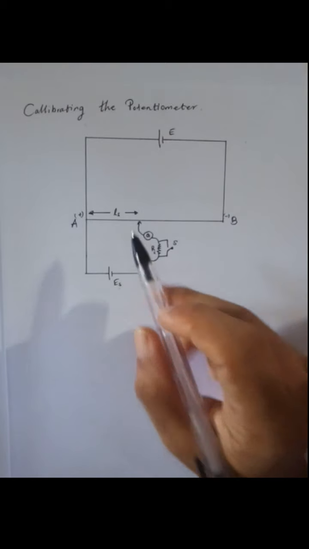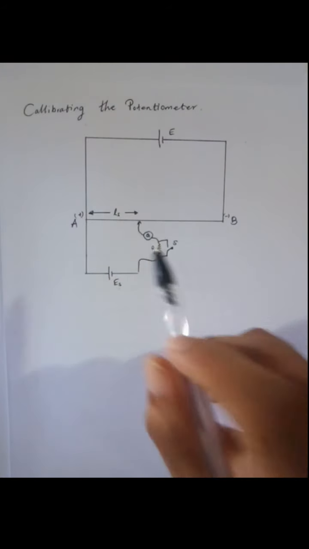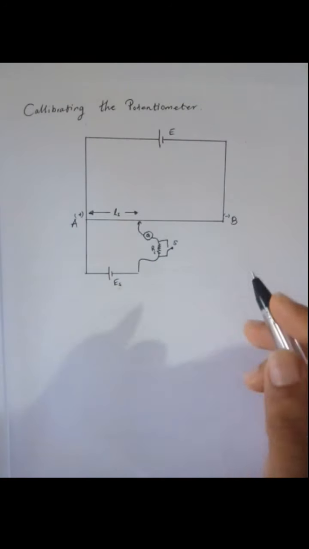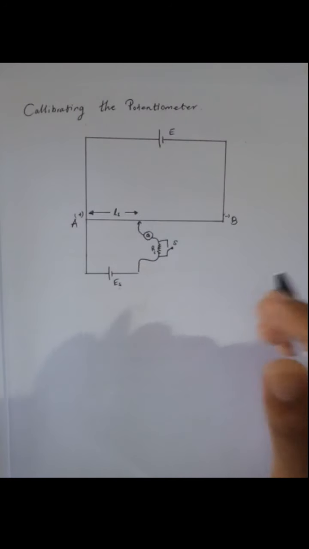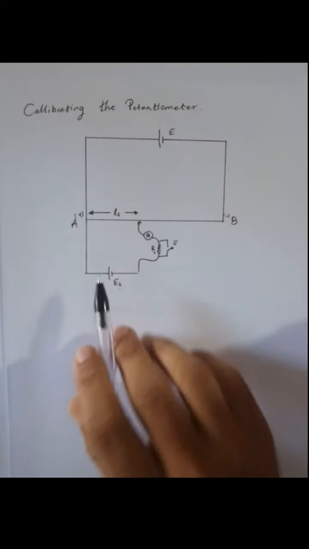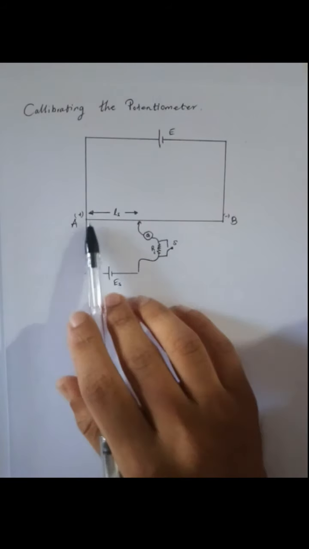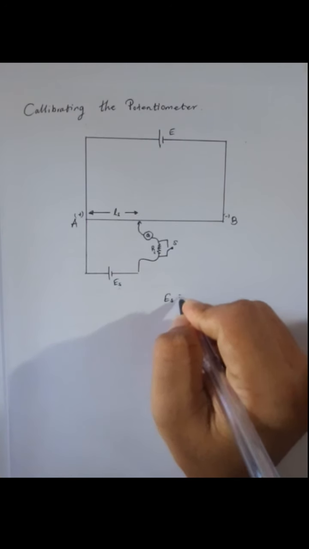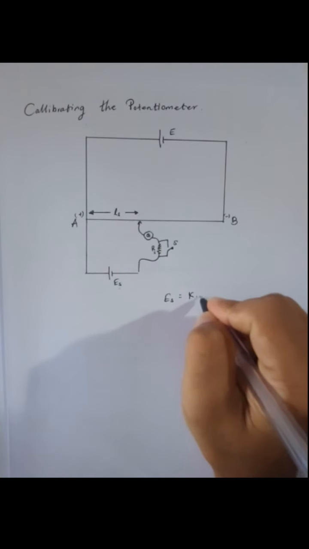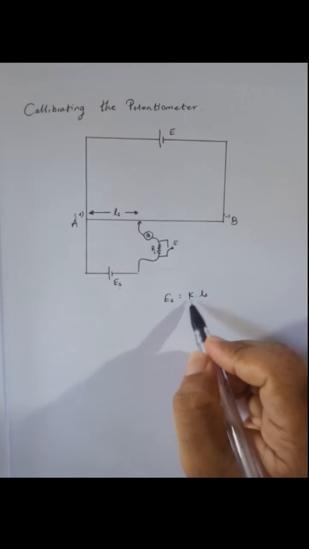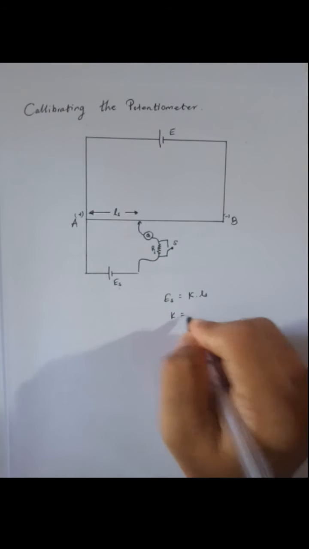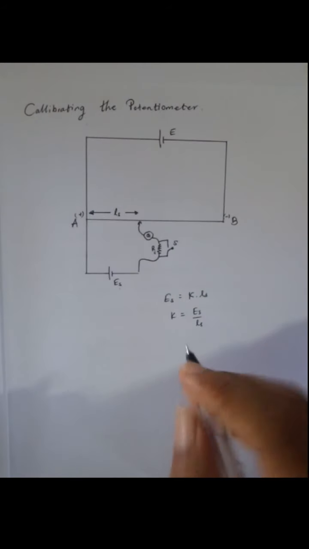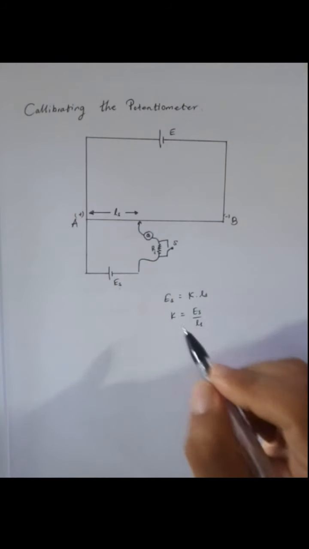Okay, let's say the balance length is Ls. Therefore, the potential difference between point A and this point is K times Ls, where K is the potential gradient. And we can see this potential difference is balanced by this potential difference. Therefore, I can write Es equals K times Ls. So from this, now I can write K equals Es over Ls. So like that we can find the value of K.